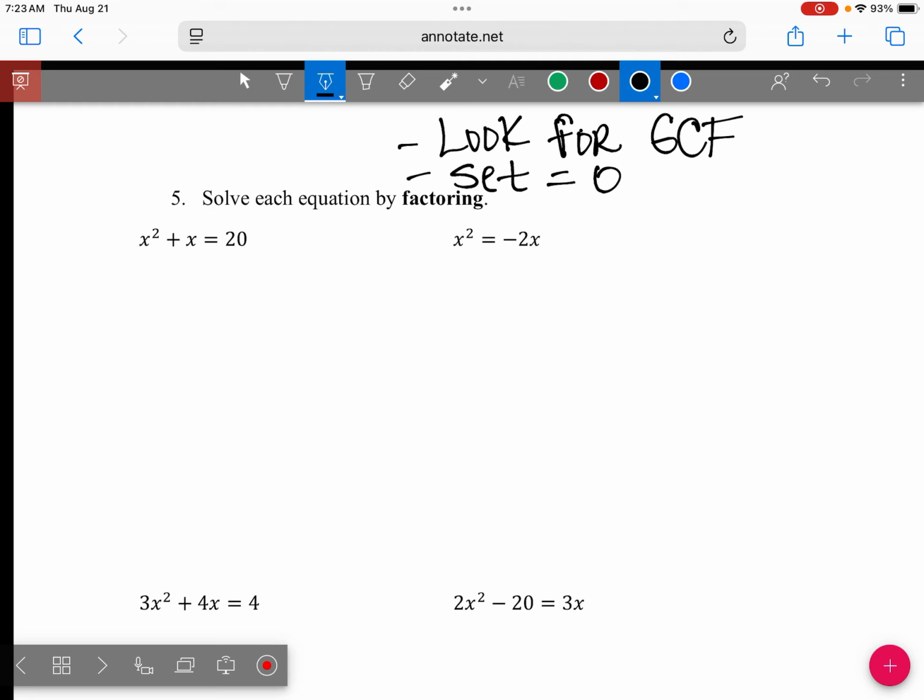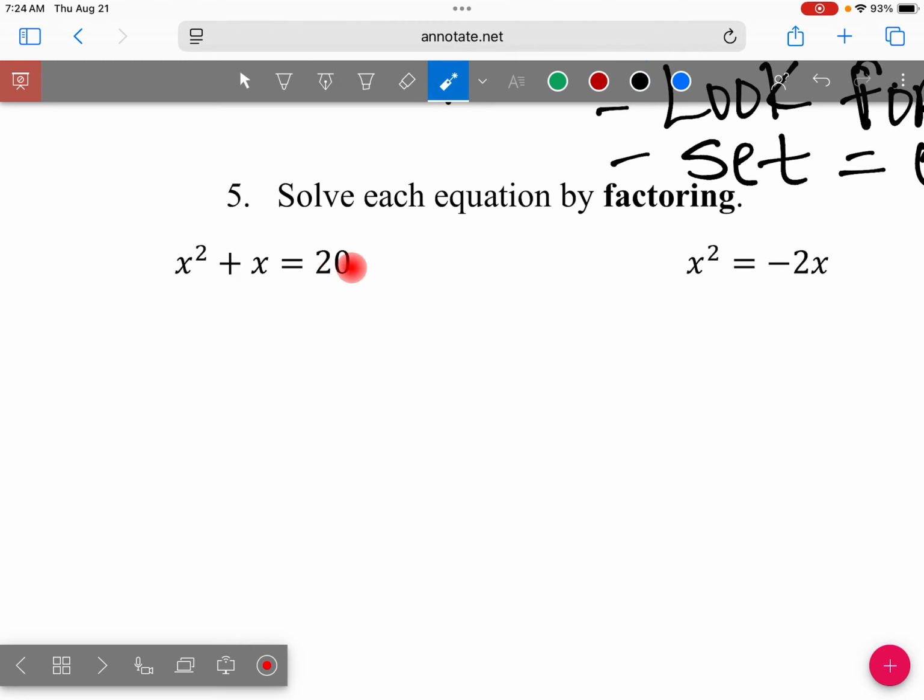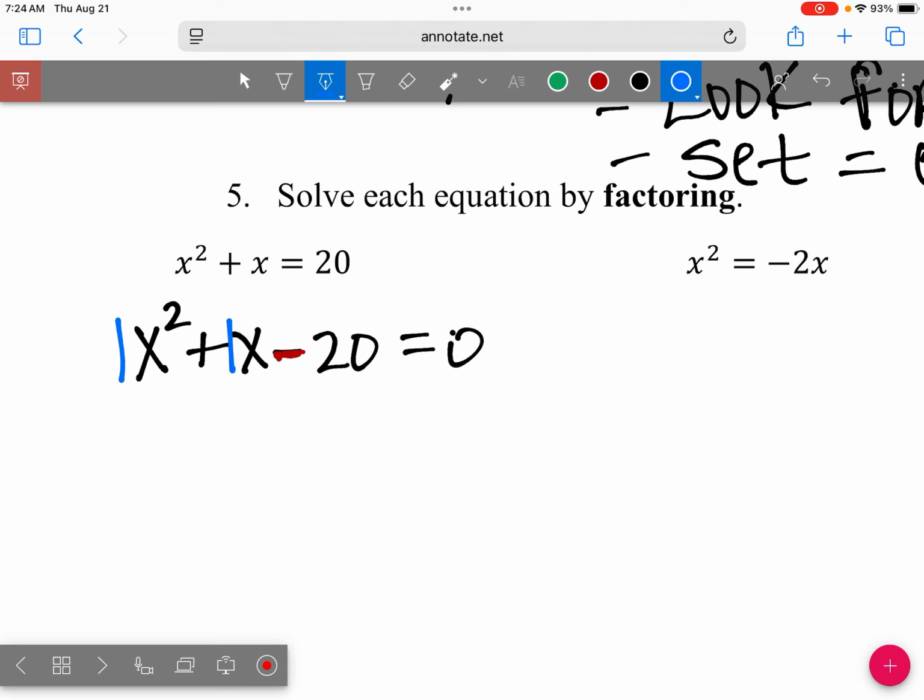Anytime I go over the equal sign, it changes. So do you see how this is positive? When I move it, it's going to become negative. So I get x squared plus x minus 20 equals 0. Again, notice how this switch signs. So A is 1, B is 1, and C is negative 20. So I'm going to make my x. I don't have a GCF. At the top of the x, I'm going to put A times C, which is negative 20. At the bottom, positive 1.